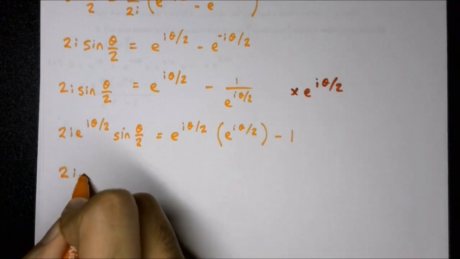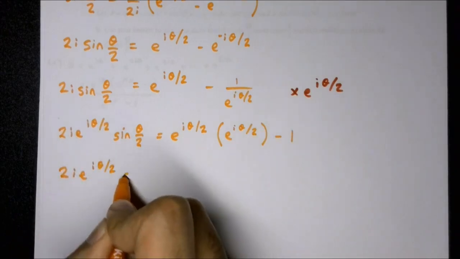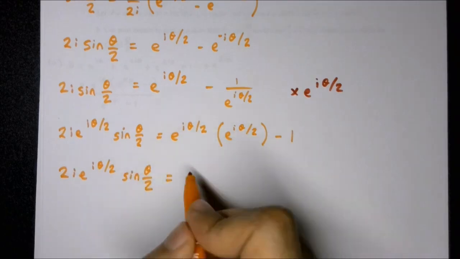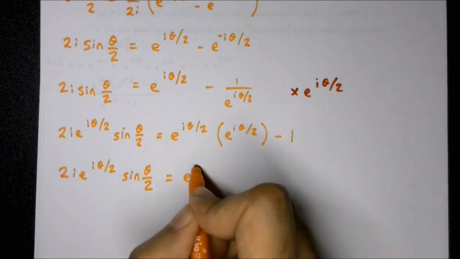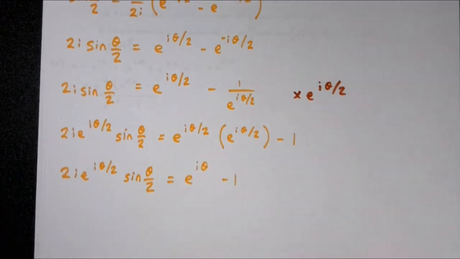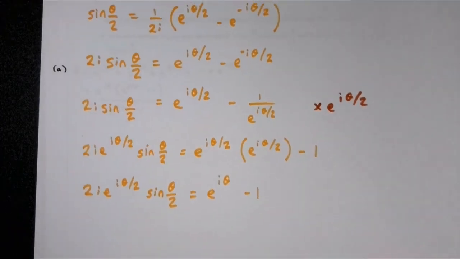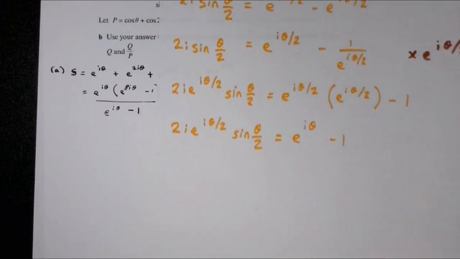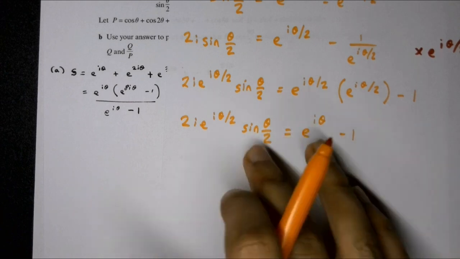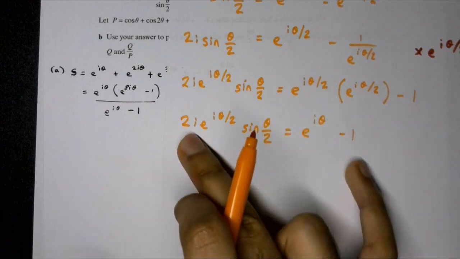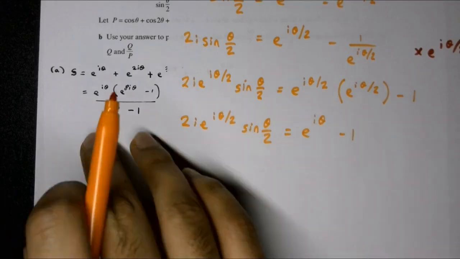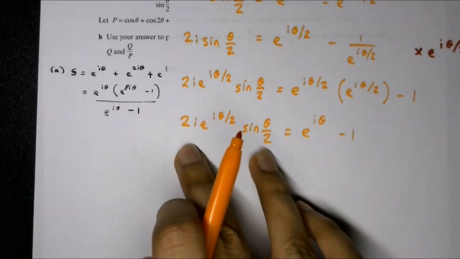We have over here 2i e to the i theta over 2 times the sine of theta over 2. And this result over here is just simply e to the i theta. And then we subtract off the 1. So if you pay attention to what we have over here, we have this result over here. So we can replace this bit with this bit over here.